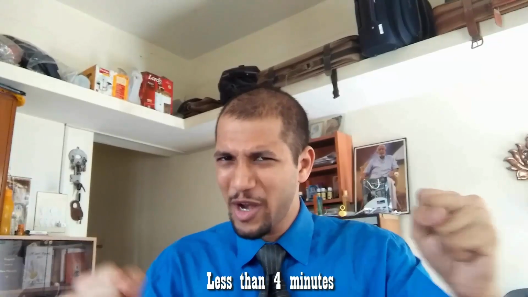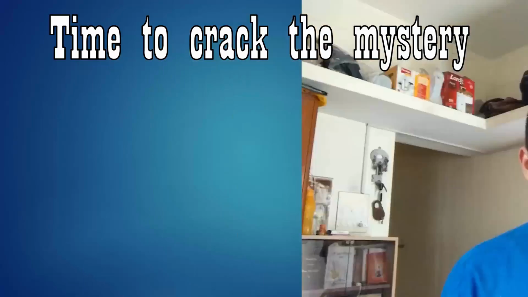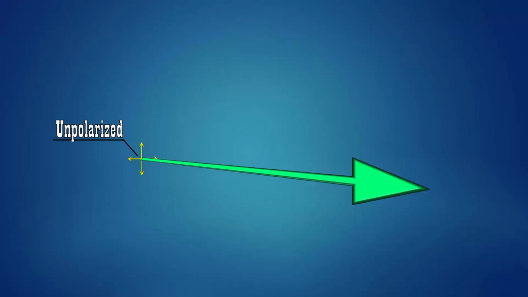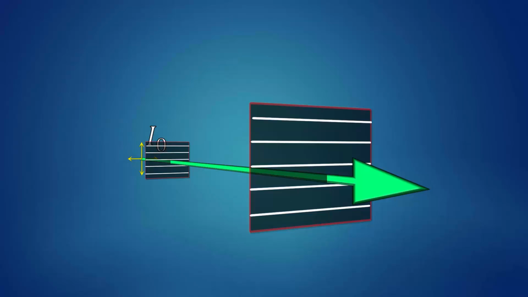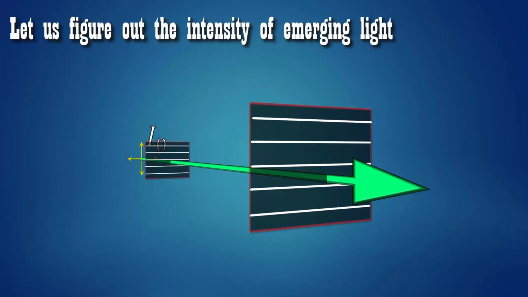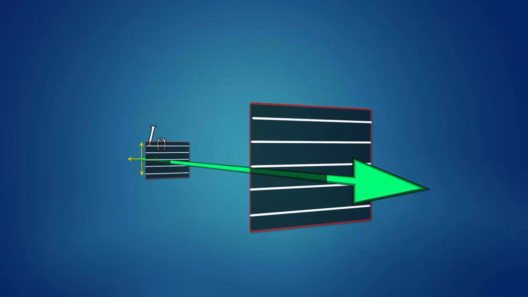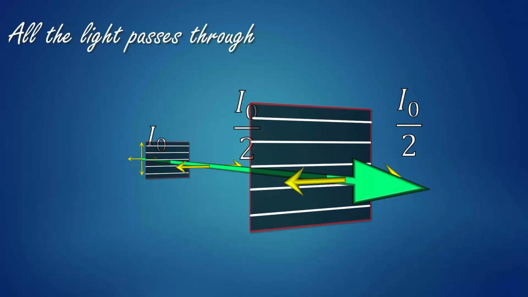Okay, with the two laws ready and a couple more minutes of attention, we are finally ready to crack our initial problem. Here's the setup. I have an unpolarized light source, I0, and two filters, both having their path axes aligned horizontally. Let's figure out the intensity of light as it emerges out. As it passes through the first filter, unpolarized light gets polarized. We use the 1/2 law, giving you light of I0 by 2, horizontally polarized. It hits the second filter, which we usually call the analyzer, and since its path axis is also horizontal, all the light passes through.